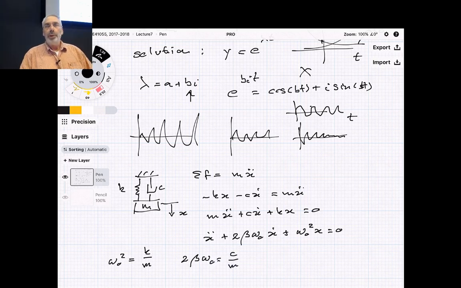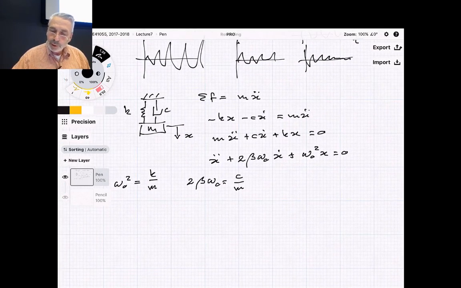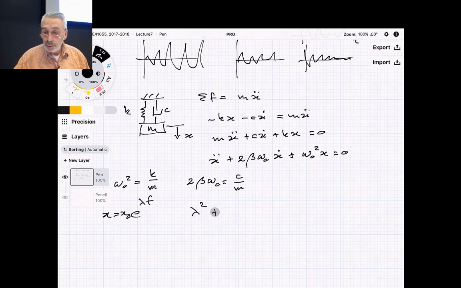And then what c and beta are, you just have to fill in the gaps. So two new constants. Well, anyway, why do I write it like that? Because the eigenvalue, so the solution of this one, if we say x is some x0 e to the power lambda t, then we get lambda squared plus 2 beta omega 0 lambda plus omega 0 squared times some amplitude e to the power lambda t is 0.